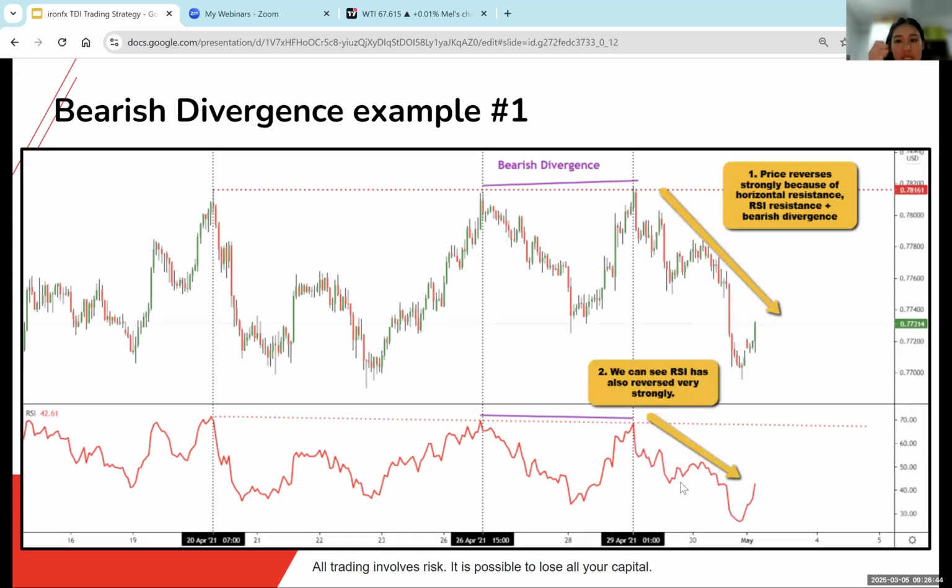Okay, so subsequently, this is what happened. Price reverses strongly because of horizontal resistance, RSI resistance, plus bearish divergence. And we can see RSI has also reversed very strongly here.